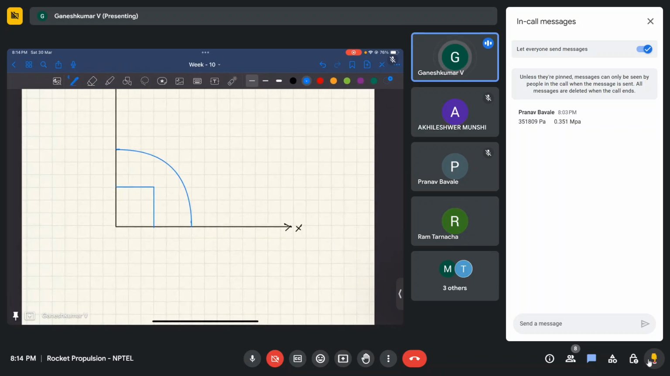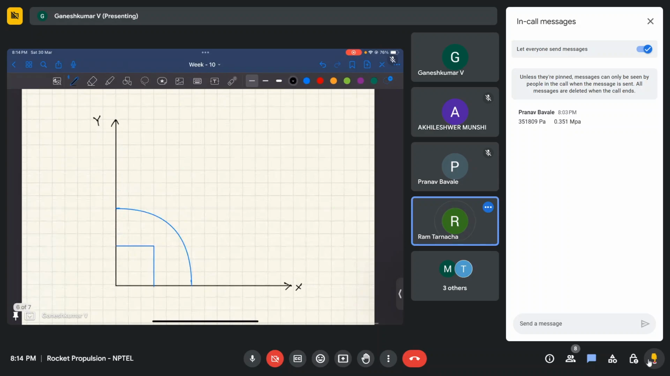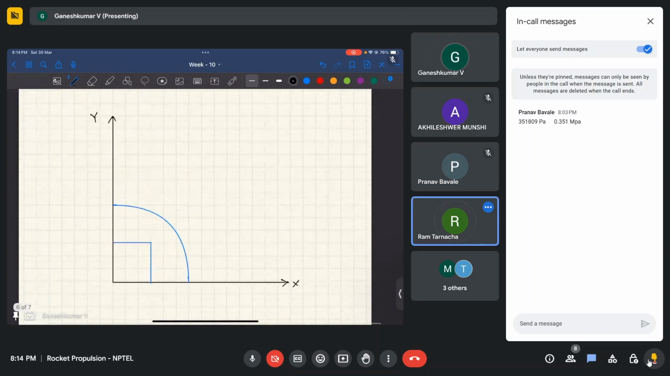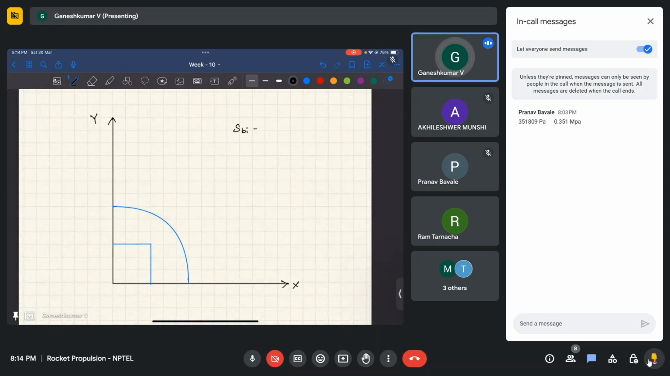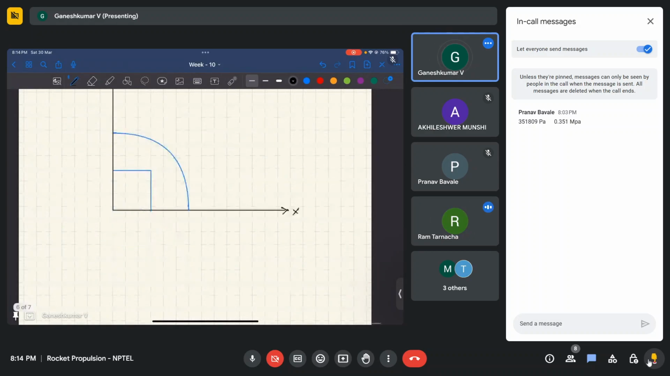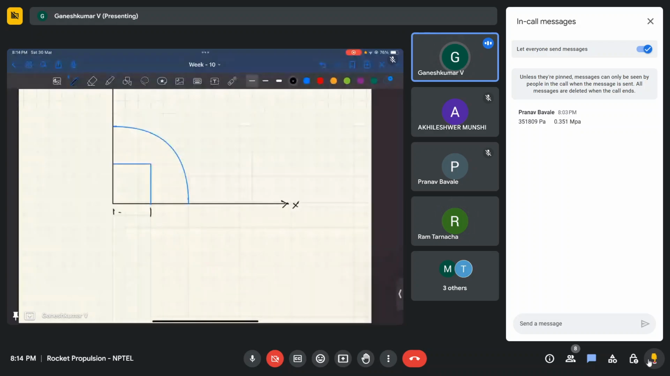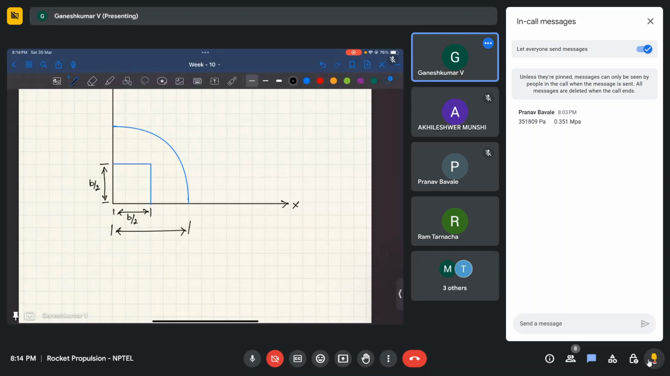So here the question would be, let's first try to find out, the initial burning surface. So this is the propellant grain. If I want to draw this, this is going to be b by 2, and this is also going to be b by 2. And this whole thing is going to be d by 2, d being the outer grain diameter.